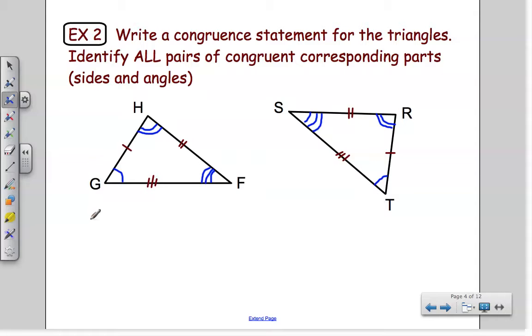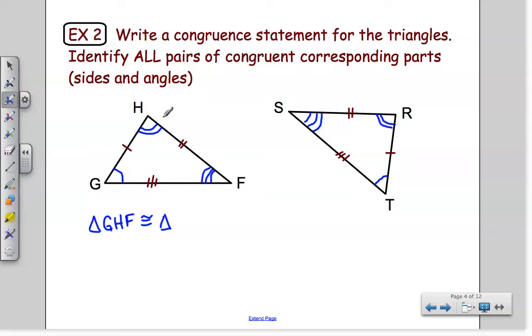First of all, my congruence statement needs to be listed in the correct order. So I can start with this first triangle and name it however I want. Maybe I do GHF. Triangle GHF is congruent to triangle... Now this one, I definitely cannot just do whatever I want. I'm going to have to match up and correspond the way I did this one.